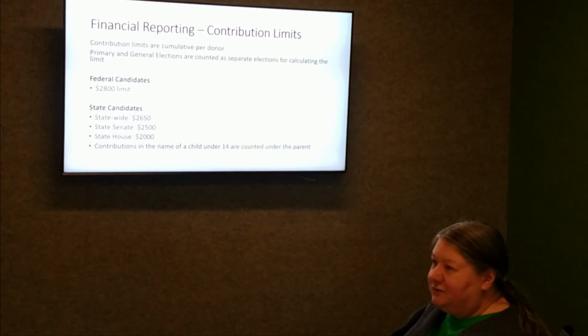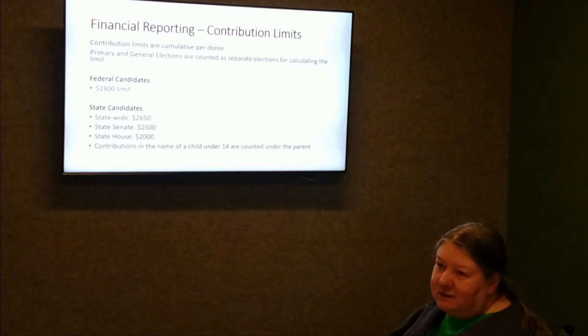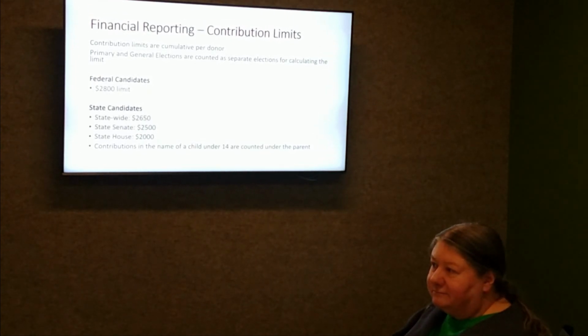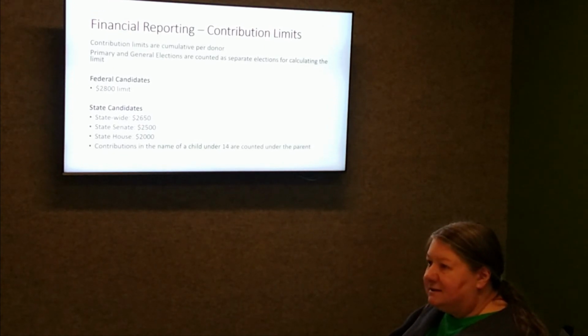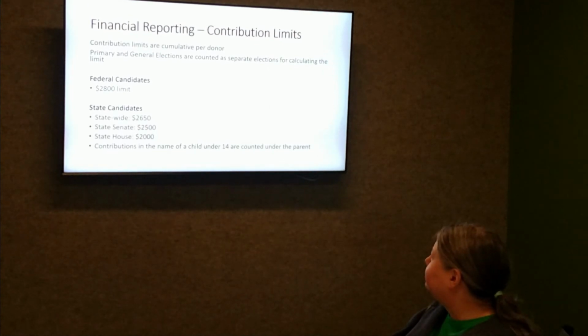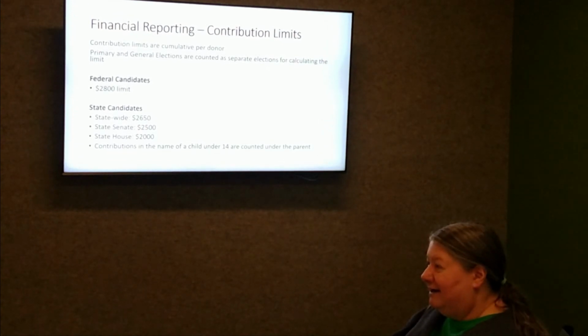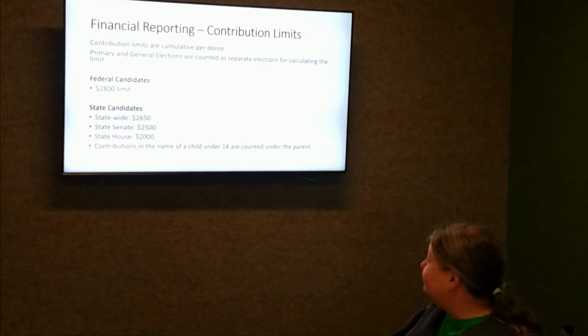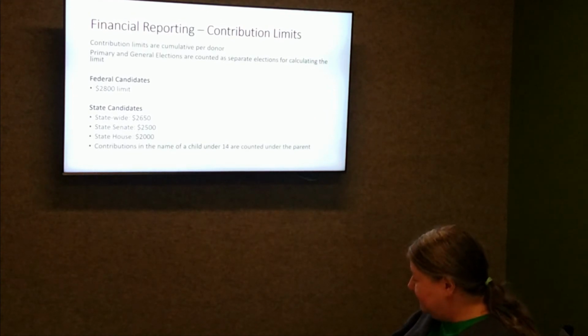If someone gives you a contribution in the name of a child 14 or under, that goes under the parent. So parents can't try to get around that limit. But that doesn't stop spouses from contributing separately. So they're counted separate. But if they get to be 15, they can do it, according to the state.